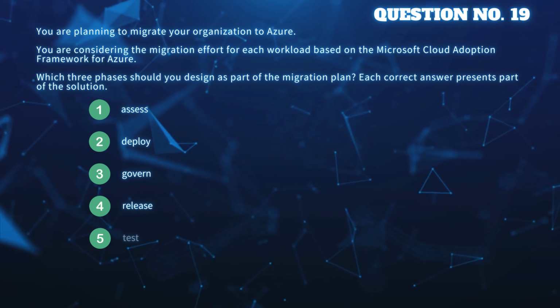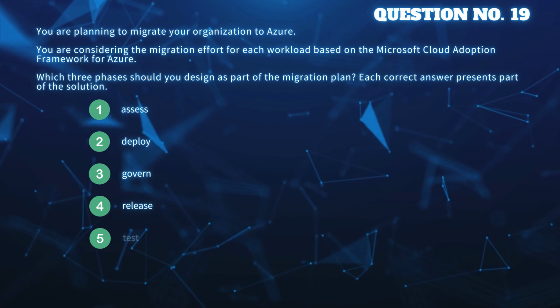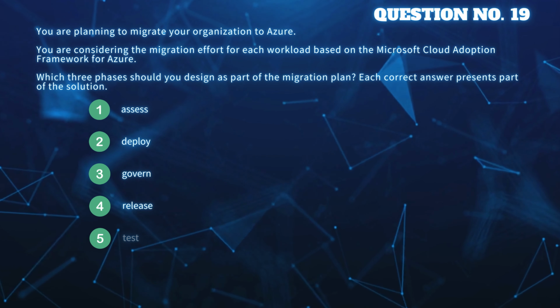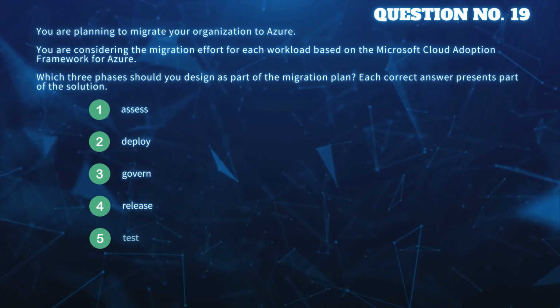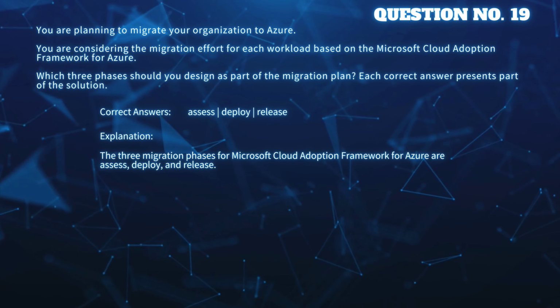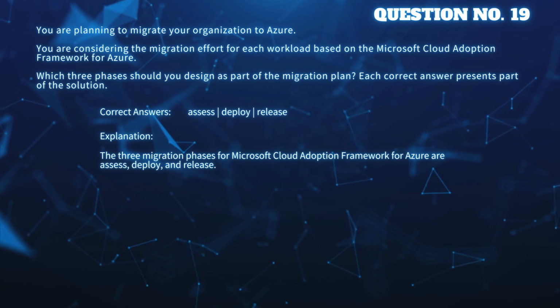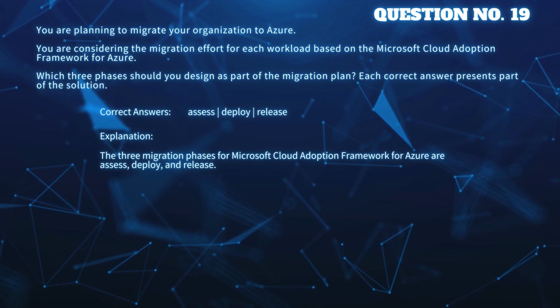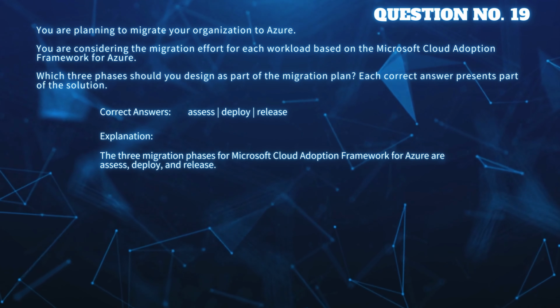Option 1, Assess. Option 2, Deploy. Option 3, Govern. Option 4, Release. Option 5, Test. Correct answer, Assess, Deploy, Release. Explanation: the 3 migration phases for Microsoft Cloud Adoption Framework for Azure are Assess, Deploy, and Release.